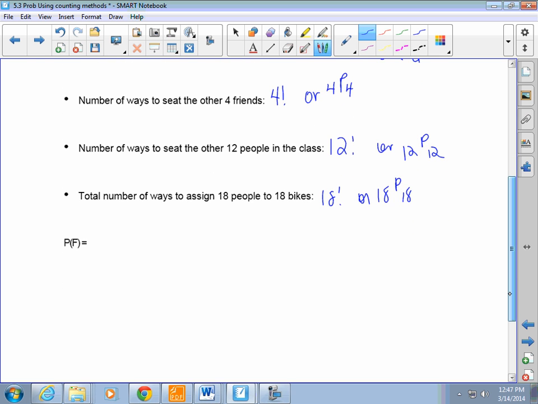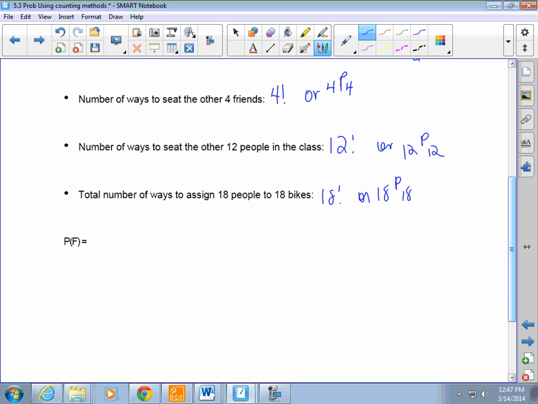So our probability of our friends being all together in a row with Allison and Franco on the ends is going to be solved by saying, okay, we have to find all of the favorable outcomes. So favorable, we have 2P2 ways of arranging Allison and Franco, and we have 4P4 ways of arranging their friends, and then we are left with 12P12 ways of arranging the other people to fill the bikes. So this is the number of ways to seat the 6 friends in any row.